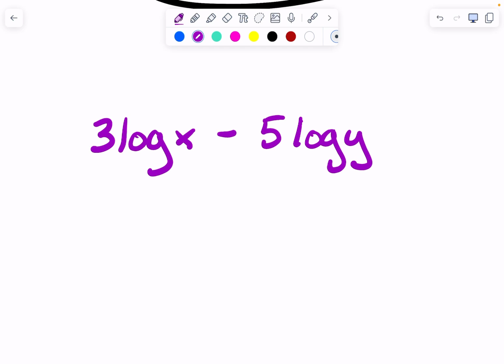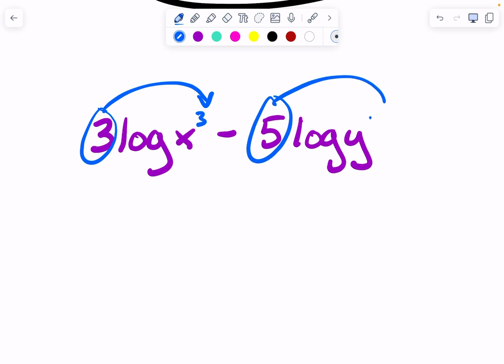But what if they cancel out the logs? No, it's not cancel. Equals on this side, equals on this side. All right. The 3 goes to the back. He is x to the 3rd power. The 5 goes to the back. He's y to the 5th power.